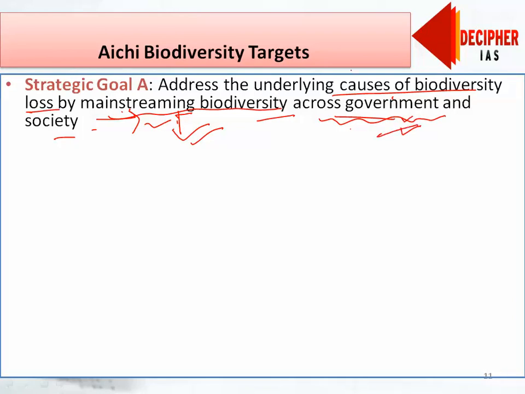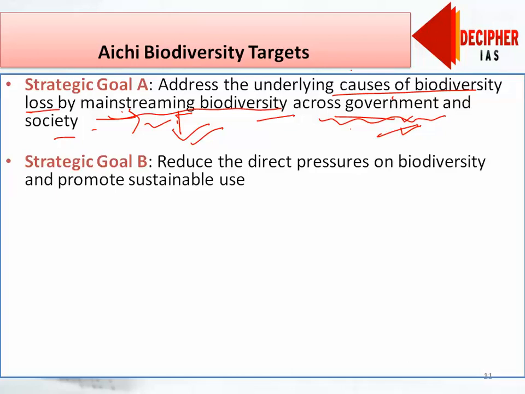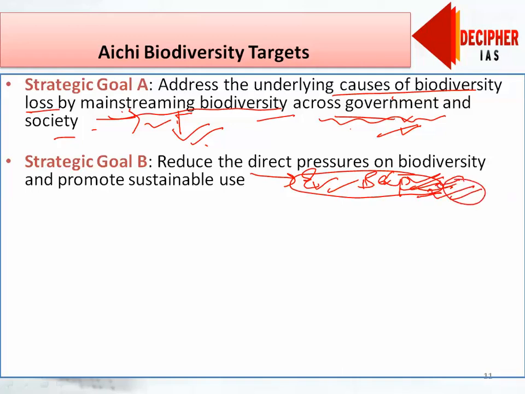conserved. Fine. Second point is, we should reduce the direct pressure on biodiversity and promote sustainable use. Suppose the fishes are extracted from the oceans at a drastic rate and explosive rate. So this should be reduced, otherwise our species of fishes will get extinct and we will not be able to catch even that much which we are catching today.